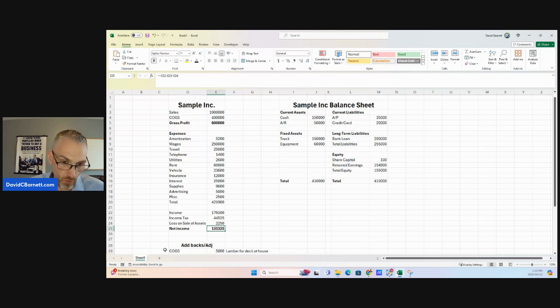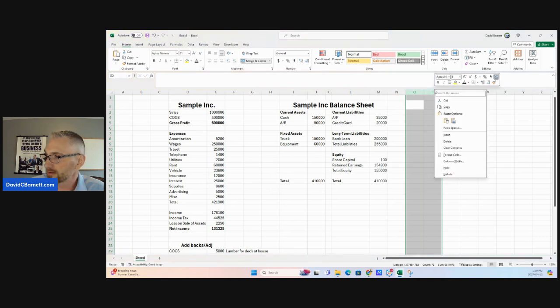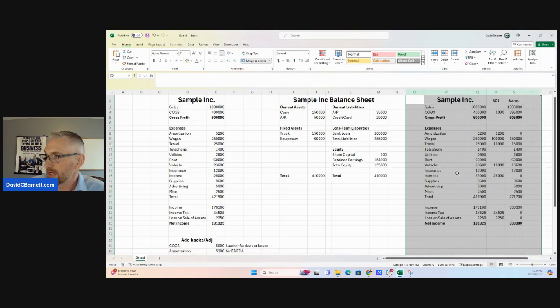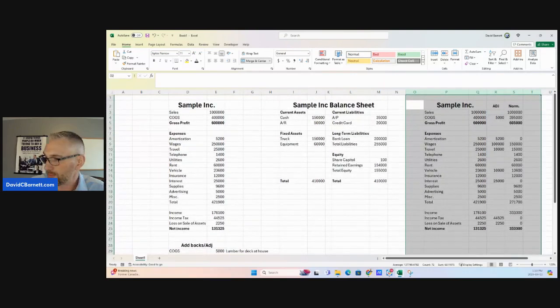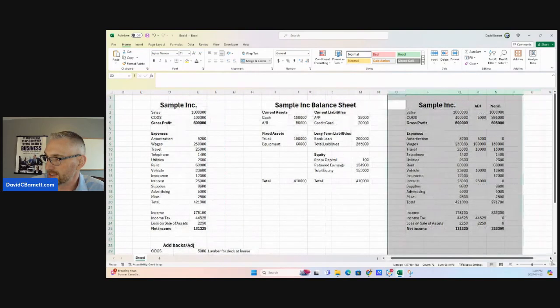So how can you avoid falling into this trap? Well, it has to do with the way it's presented. So I'll show you my preferred way to represent adjustments and add backs. I'm going to unhide some more columns. It's not by putting the add backs down at the bottom, but rather by representing these things side by side.